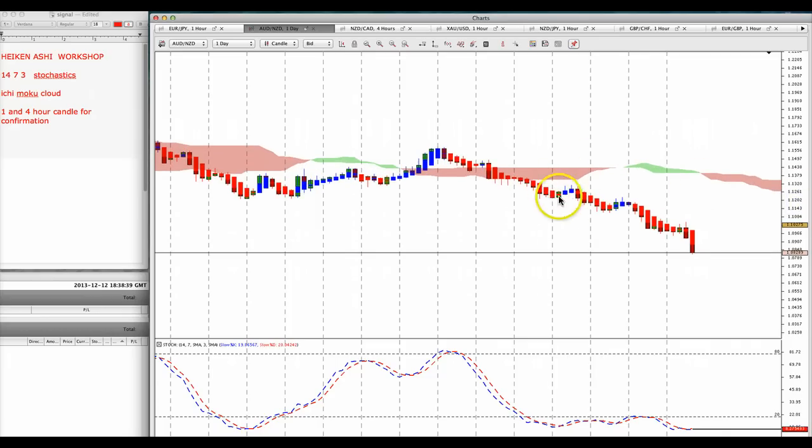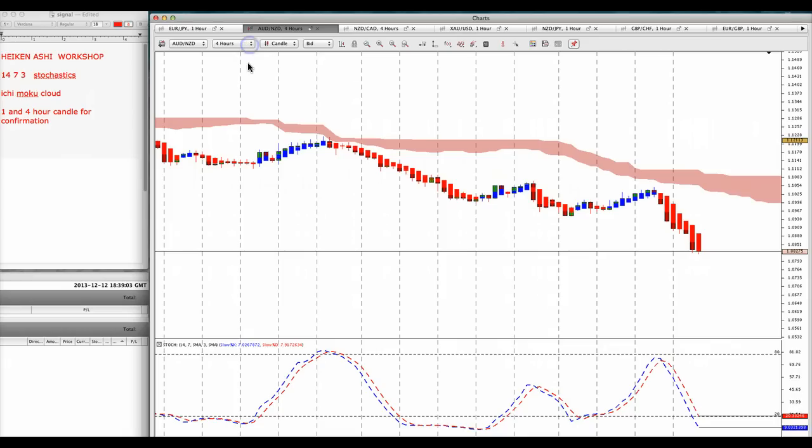So we're looking at the Australian dollar, and that pushed price down even further. And it was in the direction of the general trend. So if we look at a daily chart, we know that price is below the cloud, and we have more red Heiken Ashi candles than blue, so we're obviously in a downtrend.